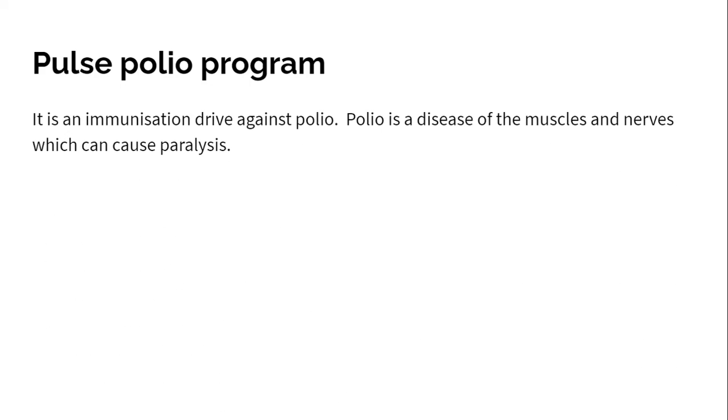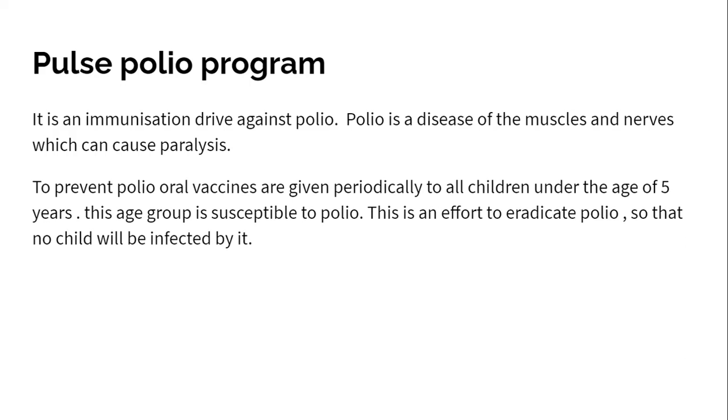And next we have the pulse polio program. So this is basically an immunization drive against polio, and polio is a disease of the muscles and nerves which can cause paralysis. So to prevent polio, oral vaccines were given periodically to all children under the age group of 5, since this age group is most susceptible to polio. And so this is basically an effort to eradicate polio so that no child will be infected by it.